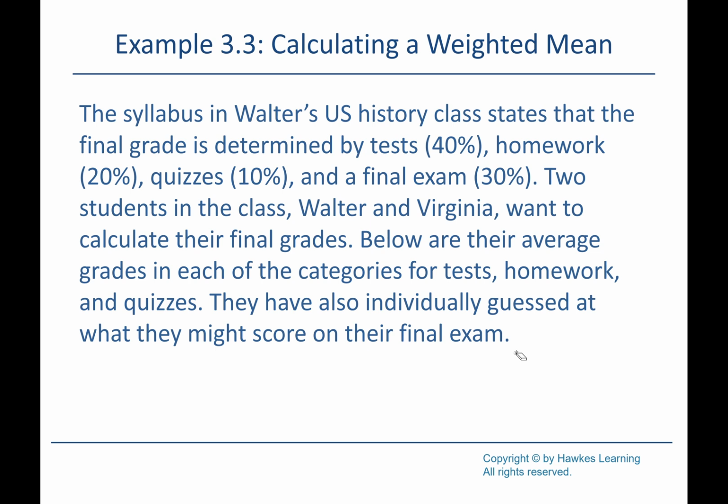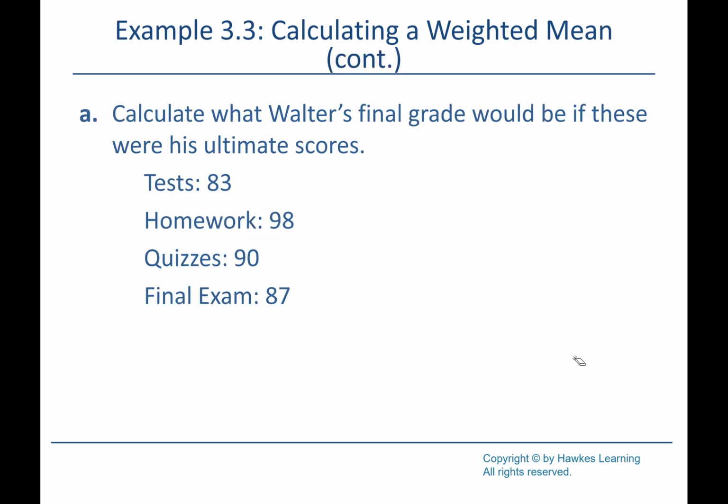The syllabus in Walter's U.S. History class states that the final grade is determined by tests with a weight of 40%, homework at 20%, quizzes at 10%, and the final exam at 30%. We've got students in Walter's class that want to calculate their final grades. I think I actually took Virginia out of here, so we're only doing Walter. It says below are their average grades in each of the categories for tests, homework, and quizzes, and they've guessed at what they might score on their final exam. Sounds like something students do.